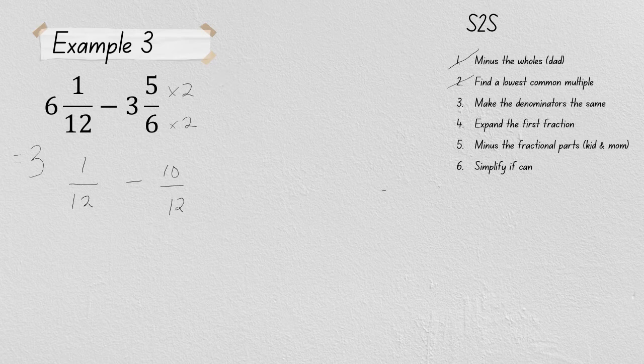Next, so step 3 is done. Make the denominators the same. Step 4, expand the first fraction. Why do we expand the first fraction? Because we cannot do 1 minus 10. So we need to expand this whole number so we can borrow some parts of it. So bringing 3 here, we have 1 out of 12 minus 10 out of 12.